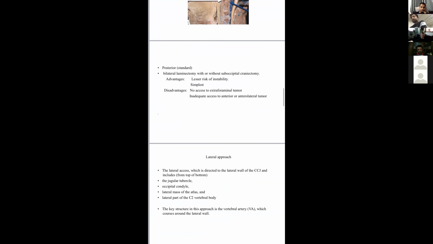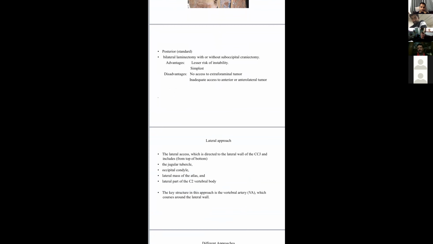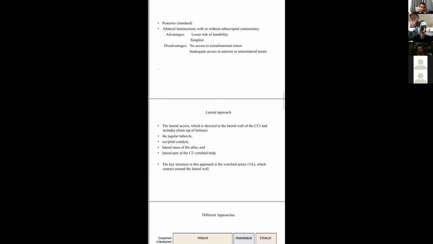Lateral approach: the lateral access is directed to the lateral aspect of the craniocervical junction and includes, from top to bottom, the jugular tubercle, occipital condyle, lateral mass of the atlas, and the lateral part of the C2 body. Again, the key structure in this approach is the vertebral artery, which courses around the lateral wall.